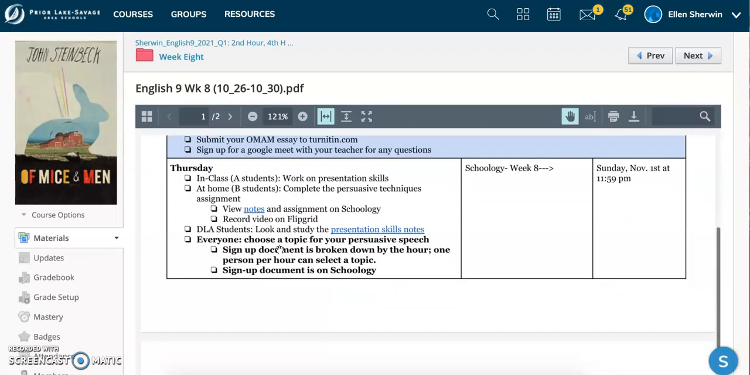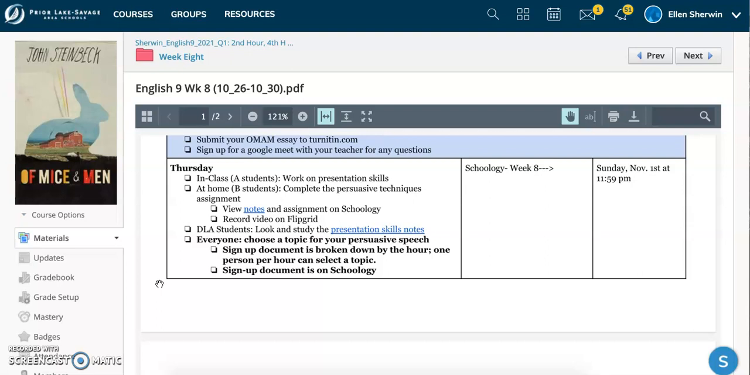Thursday and Friday this week, we are going to be moving away from papers because we're done with that unit, and we're going to be moving into the last unit of the quarter, which is all about persuasion. We're going to work on some presentation skills in class. At home, you're going to be looking at some persuasive techniques, a little note assignment, and a flip grade that you are going to have to do. DLA students, please look and study the presentation skills notes that are linked here.